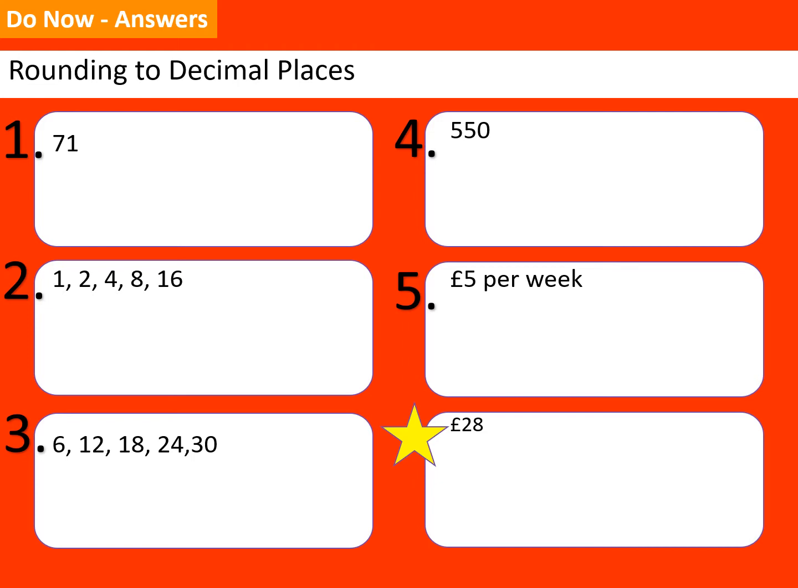Now's your opportunity to mark your answers. So number 1 is 71. Question 2 is 1, 2, 4, 8, 16. Question 3 is 6, 12, 18, 24, and 30. Question 4 is 550. Question 5 is £5 per week. And the star question is £28. If you need some more time to mark these, then just press pause in the video and you'll have enough time to mark them.